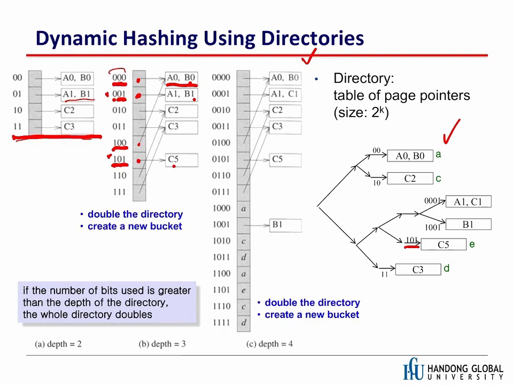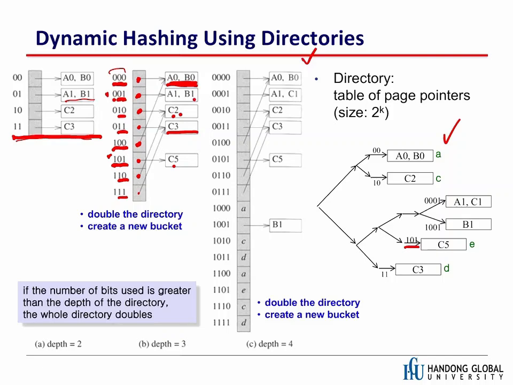Otherwise, this bucket is pointed to by this one, and the C2 bucket is pointed to by this one and this one. It means as long as we have 1, 0 at the end of this digit, then it goes to C2. And as long as the binary representation ends with 1, 1, then it goes to this bucket. So the hash function will assign that identifier to a directory, and the directory points to one bucket.